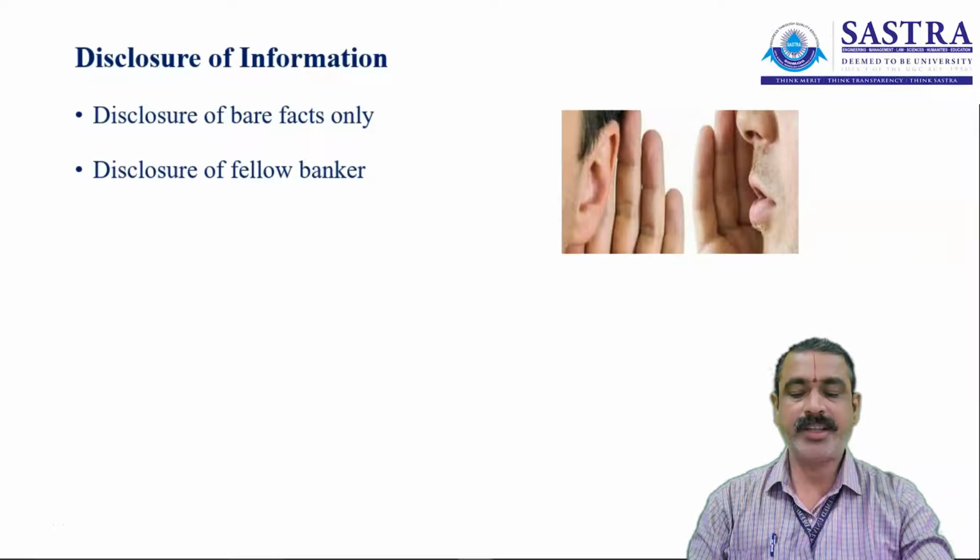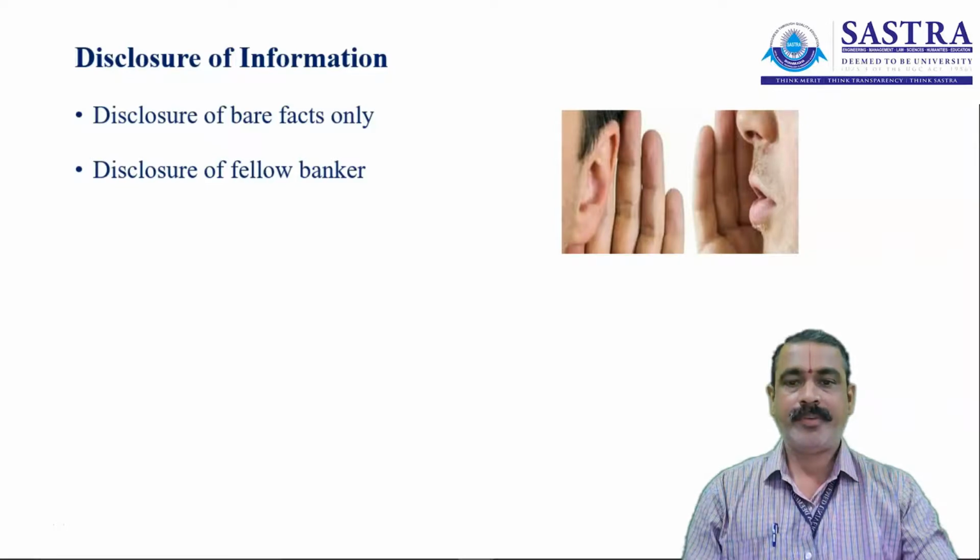However, under certain circumstances, a banker is permitted to disclose information about the customer's account. What are such circumstances? Disclosure of bare facts only. While making disclosure of accounts of a customer, the banker should ensure that only bare facts, original and direct facts, are disclosed. The banker must not rely on rumors about the customer.